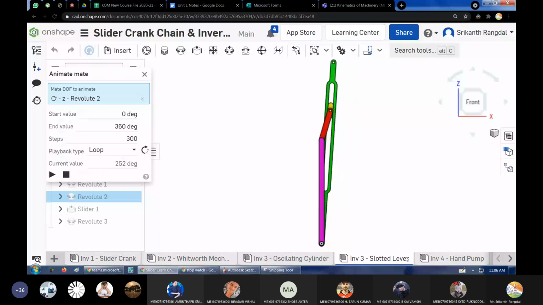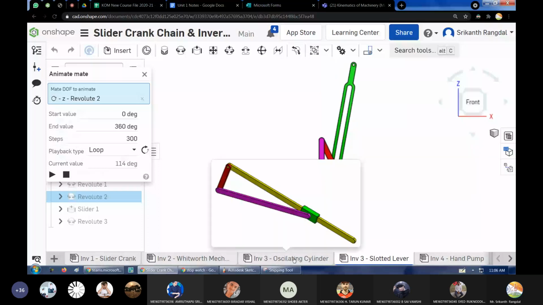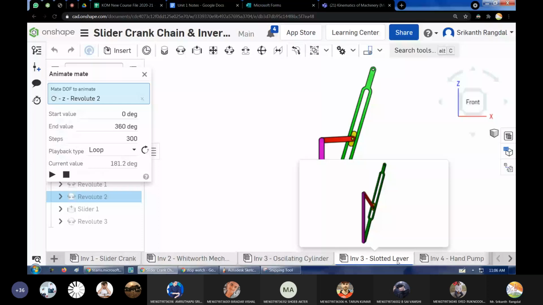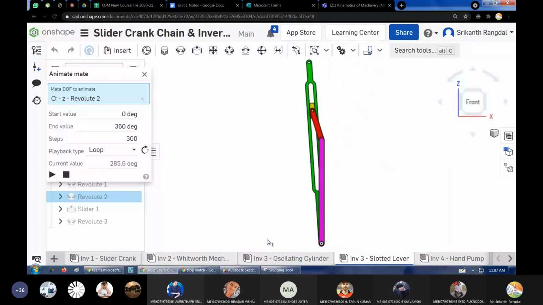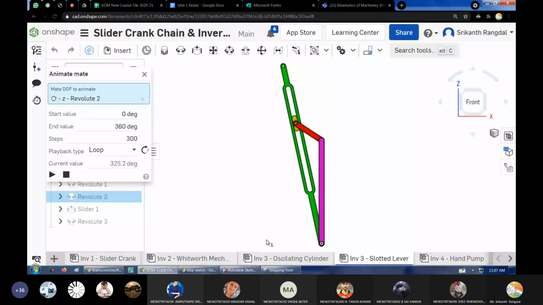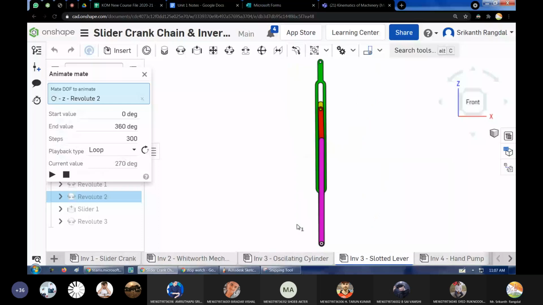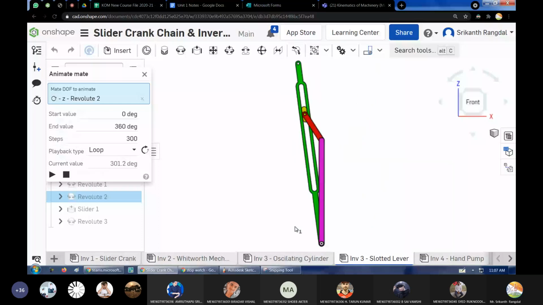We are just changing the shape of links of inversion number 3, that is oscillating cylinder, to get the slotted lever. Please keep that in mind. Okay. So a lot of students get confused, and many of the students answer that there are actually 5 inversions of the slider crank. That is completely wrong. Okay. So these two inversions, they are the same. We have just changed the design of some of the links slightly.